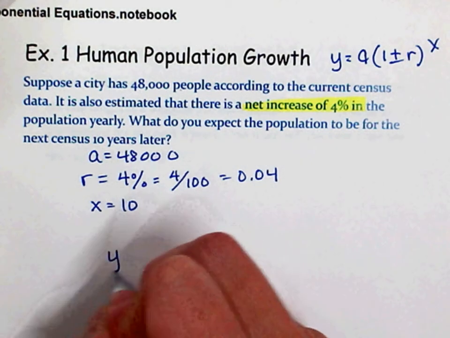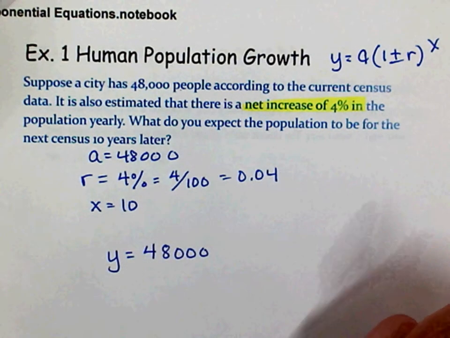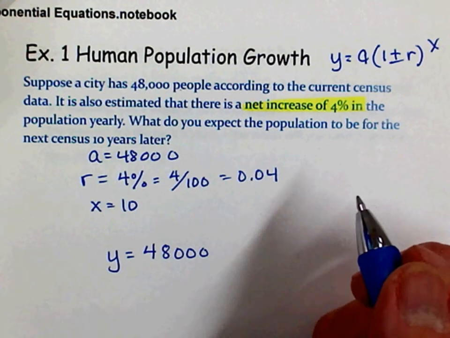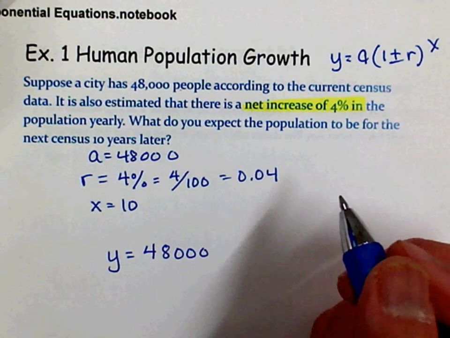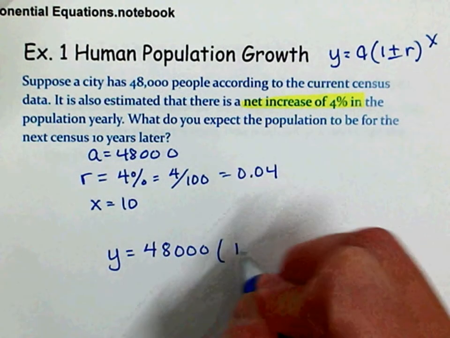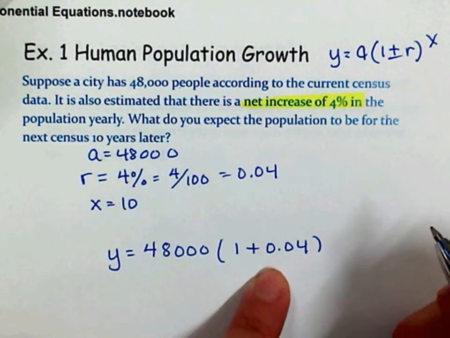Y equals 48,000. Try not to use a comma when you are writing the equation itself, but when you get the answer, then add the commas then. But try not to, because sometimes it looks like a decimal. It's a growth, so 1 plus 0.04. You see how I use that instead of the letter B? And it's going to be for 10 years.